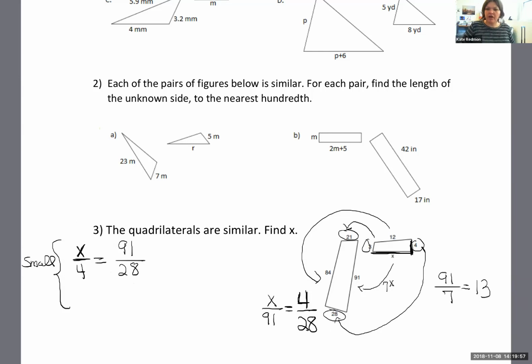So let me erase now all those circlings I've done. Okay, let's solve this. So X times 28 is 28X. And 4 times 91 is 364.